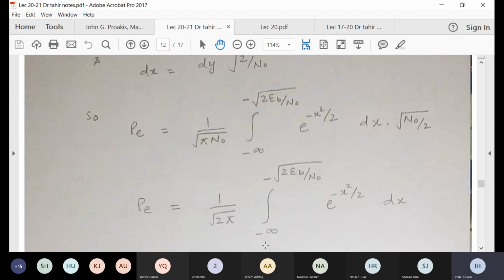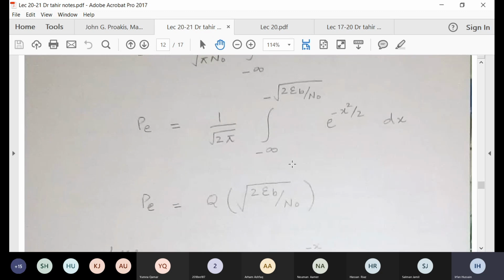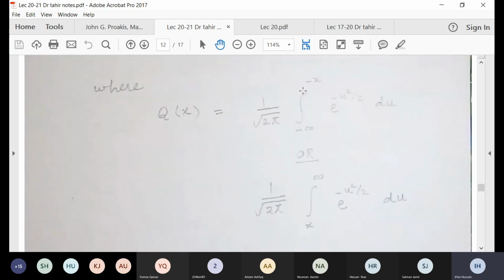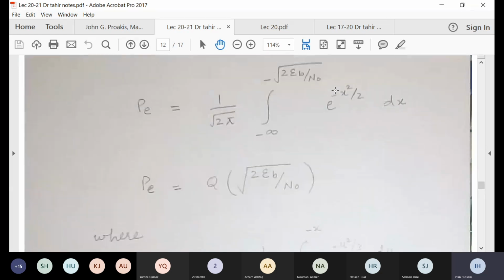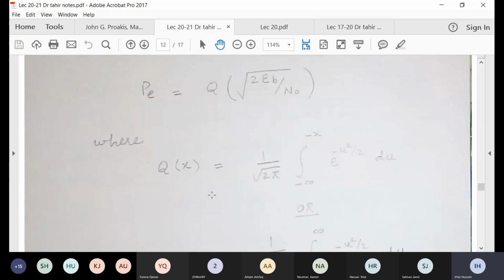You can use a Q function. The area under the curve from minus infinity to a negative number is the same as the area under the curve from the positive of this number to infinity. You can just write this as Q of this number, because this x will come here. So from x to infinity, you have the same area under the curve as for this integral. So you can just write it as Q of x, where x was this thing, going to infinity, which comes out to be the square root of 2Eb over N0. In this way, the error probability has been derived.